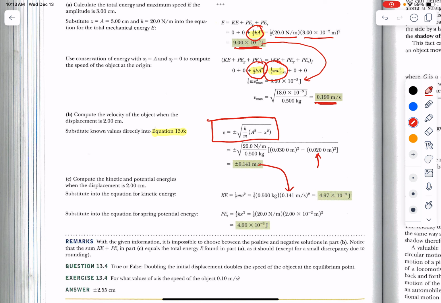And then we can compute the kinetic energy and the potential energies at the 2 centimeter position. And so here's my 1/2 mv squared to get my total kinetic energy. And down here we can calculate my total potential energy. And this again is the total potential energy stored in the spring. There's no gravitational potential energy in this problem.